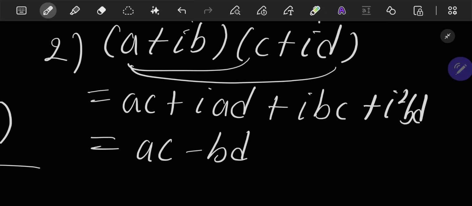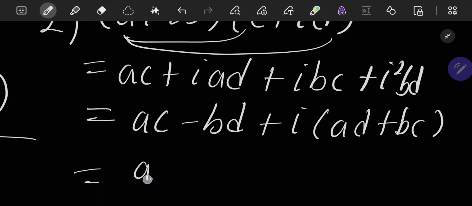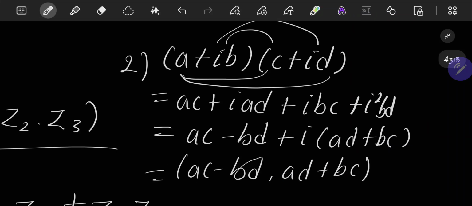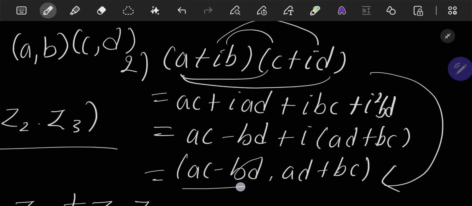minus BD, because notice that I squared is -1. So AC minus BD plus I times AD plus BC. Now this simplifies to AC minus BD and AD plus BC as an ordered pair. Now, you could call this a formula. So A, B times C, D is equal to AC minus BD and AD plus BC.